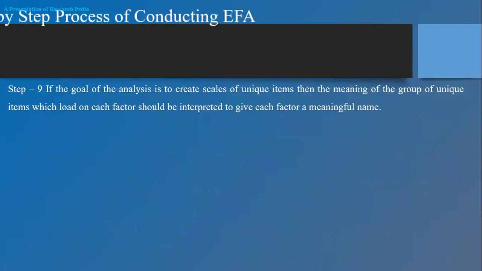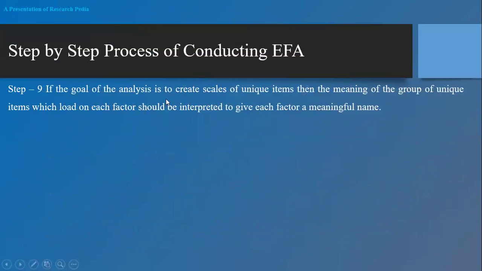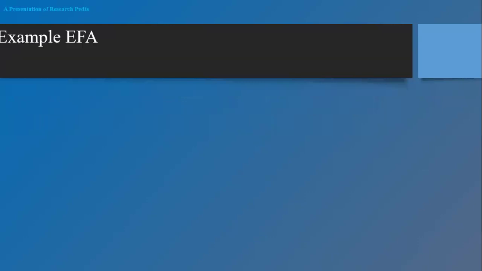So the last step is, if the goal of the analysis is to create scales of unique items, then the meaning of the group of unique items which load on each factor should be interpreted to give each factor a meaningful name. So this is the final step of EFA, that you need to finalize the name of the group of items in order to make them meaningful. So let us start an example procedure.